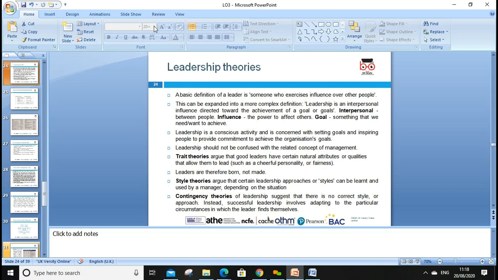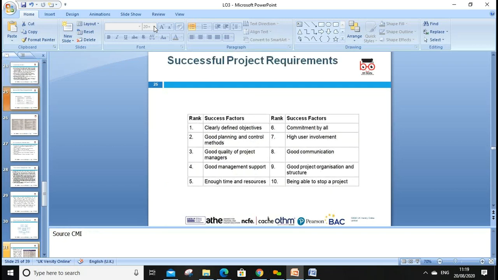All in project management is crucial like others. Style theories, and contingent theories, we can look at different leadership styles: democratic, autocratic, and contingent, which is the situational leader.